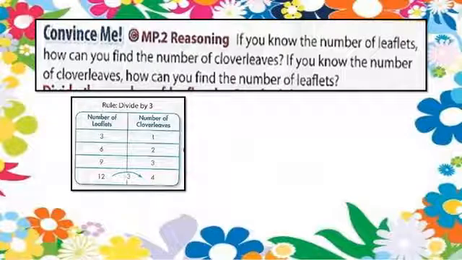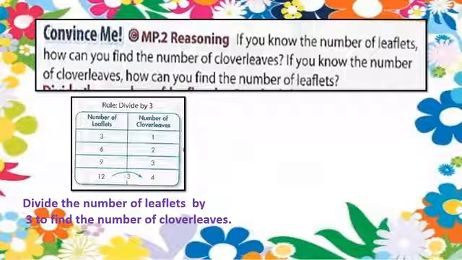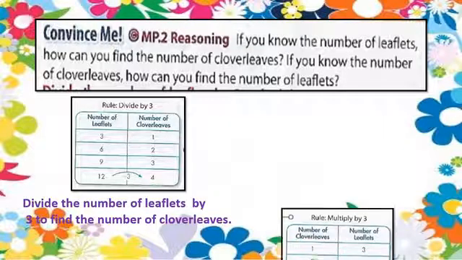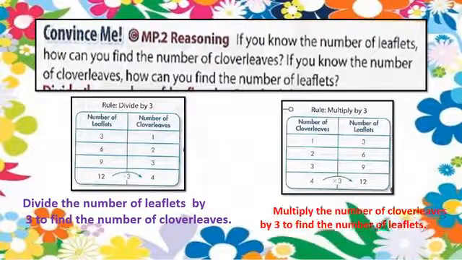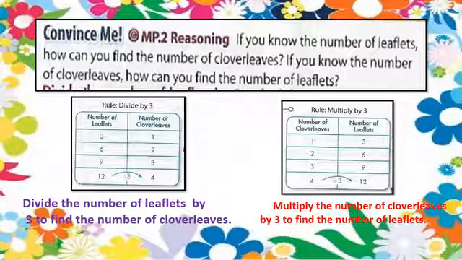If you know the number of leaflets, then you are going to divide the number of leaflets by 3 to find the number of clover leaves. And if you know the number of clover leaves, you are going to multiply by 3 to find the number of leaflets. Okay, let's solve guided practice questions.